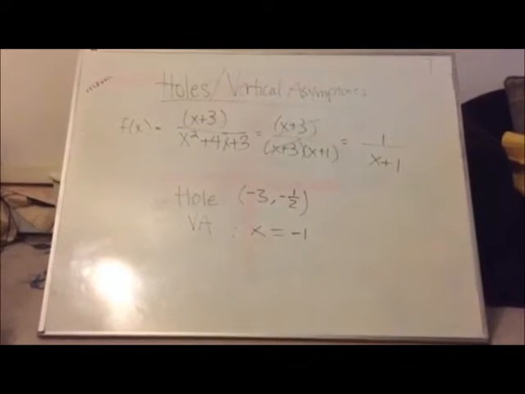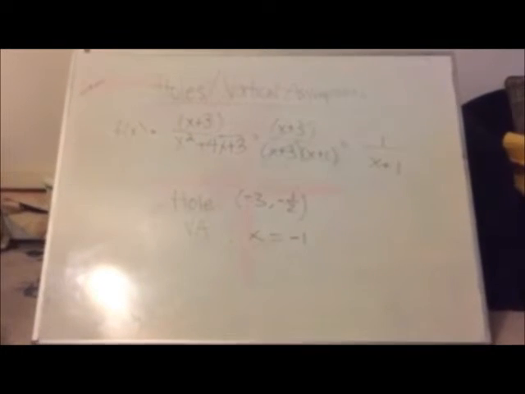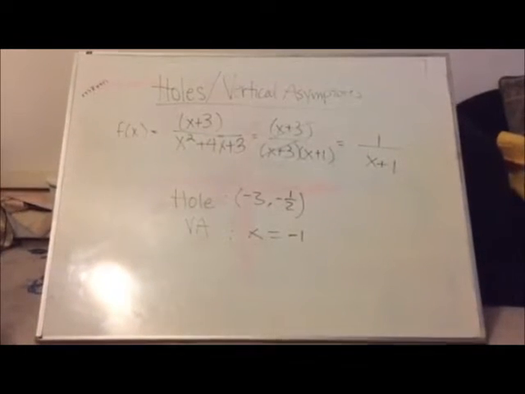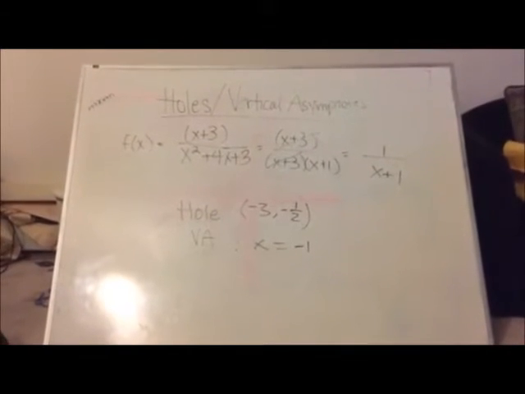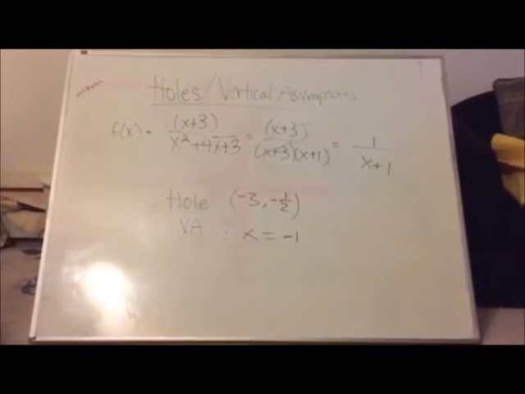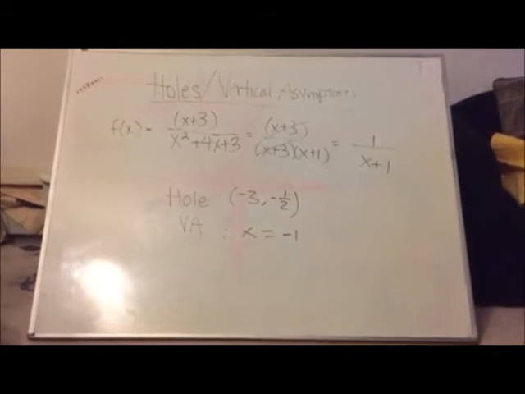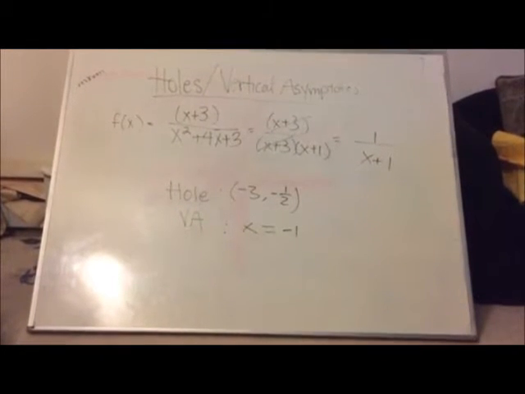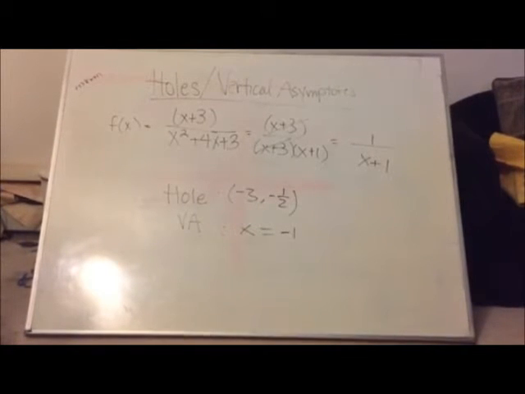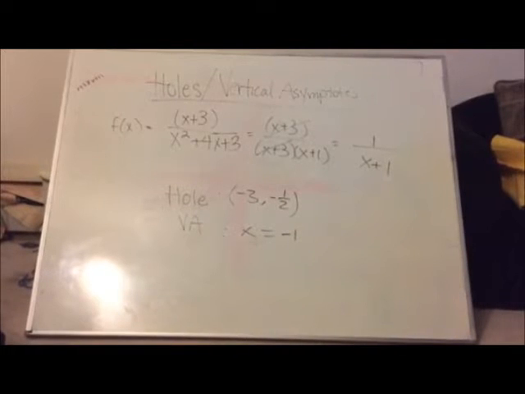Now that we've talked about symmetry, we're going to talk about holes and vertical asymptotes. You can find a hole by factoring the polynomials in the numerator and in the denominator. If you see the same factor in both, in this case x plus 3, you cancel them out. Use the simplified function for your vertical asymptote. In this case, it'd be 1 over x plus 1, and the vertical asymptote would be x equals -1. You take the x value of the factor that was canceled out and substitute it in the simplified function, which is 1 over x plus 1, to get the hole at -3, -1/2.